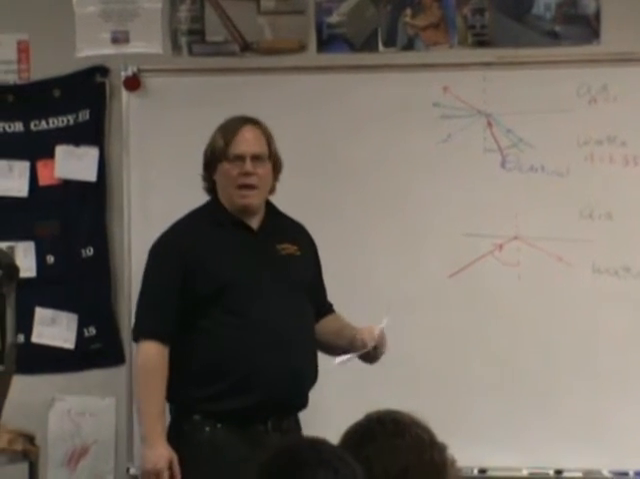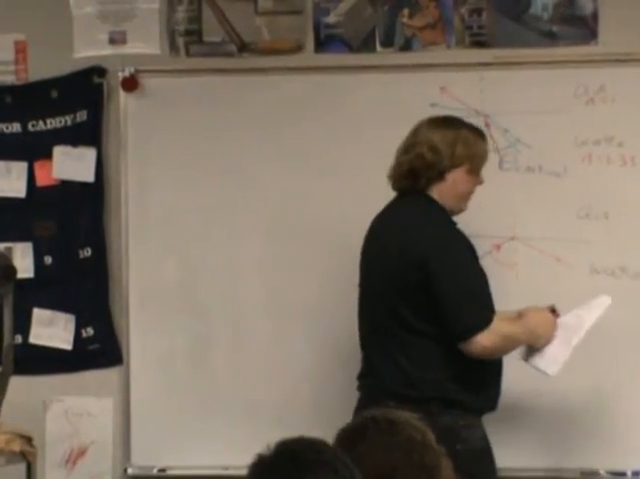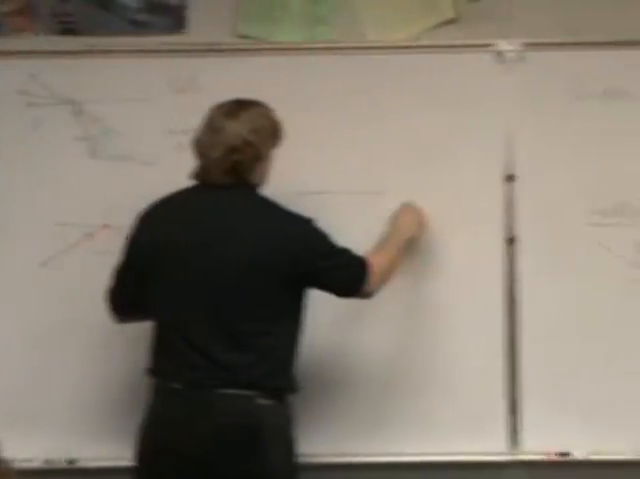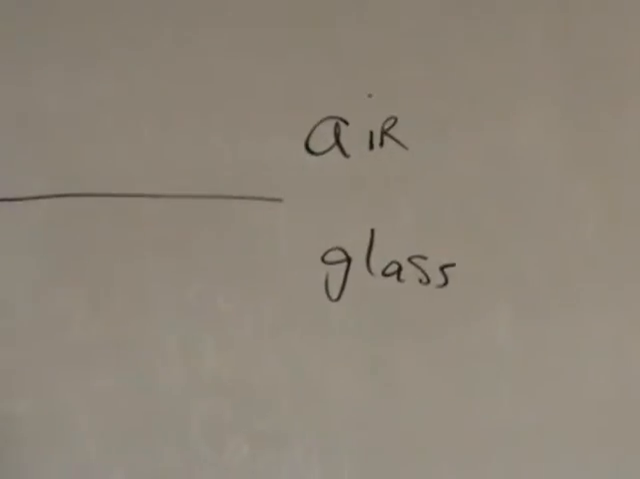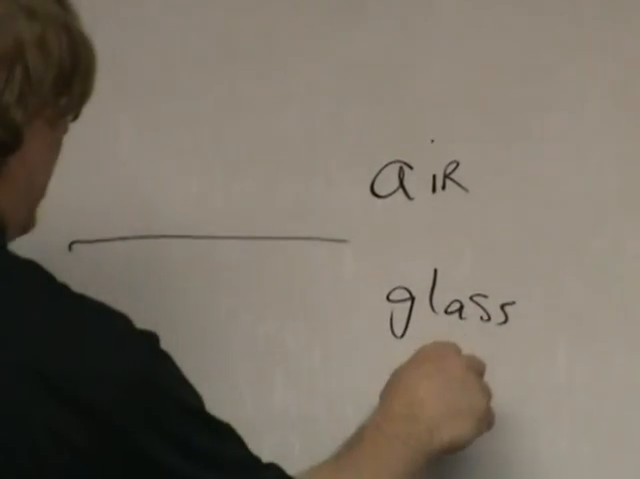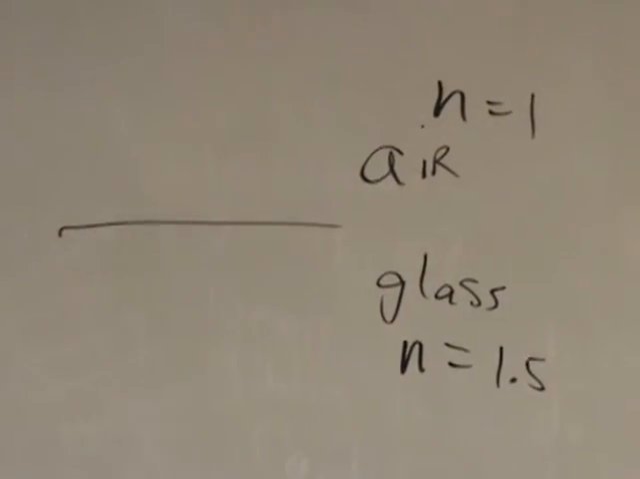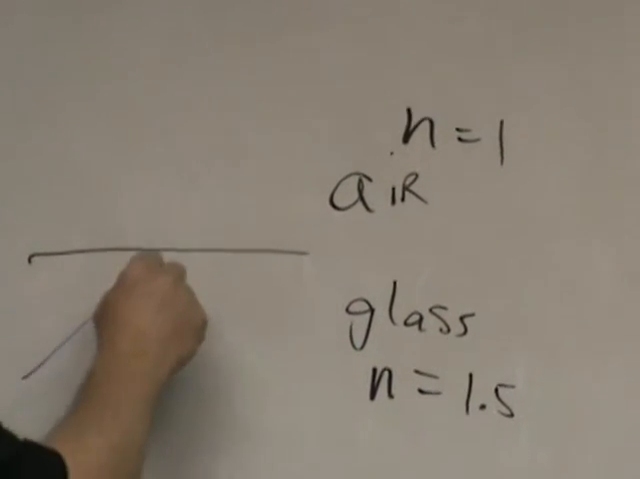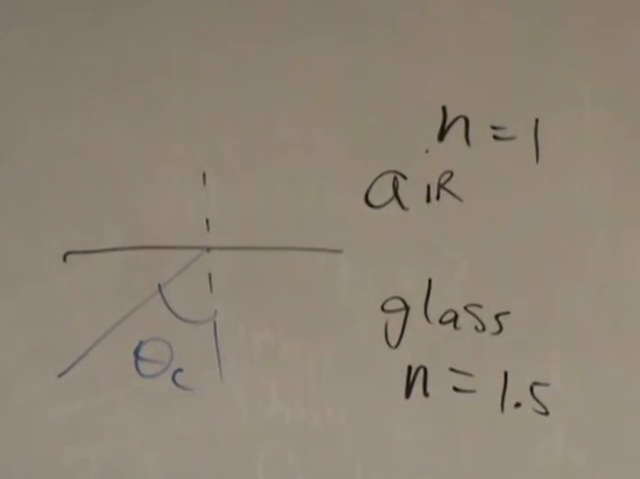And so now, I'd like you to try problem number 2. Look at problem number 2. A light ray passes from glass into air. The glass has an index of refraction of 1.5. The air, of course, has an index of refraction of 1. And they want to know what the critical angle is.